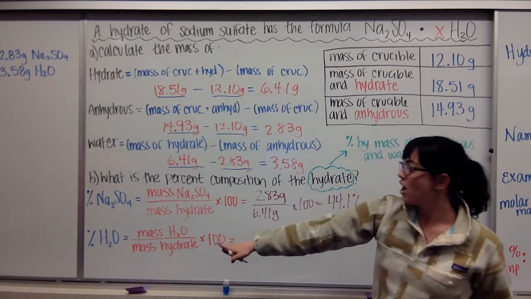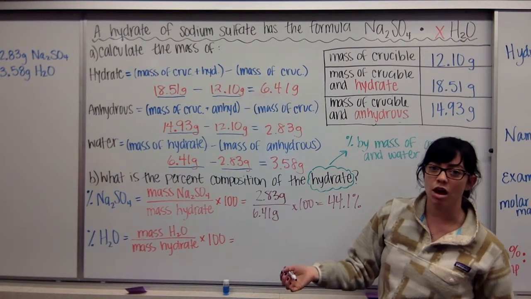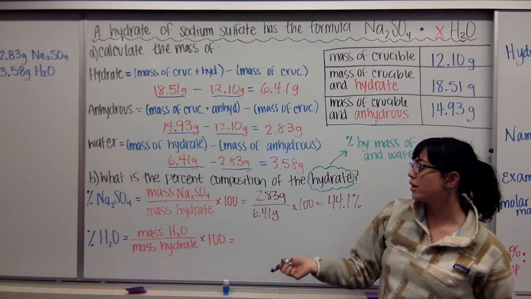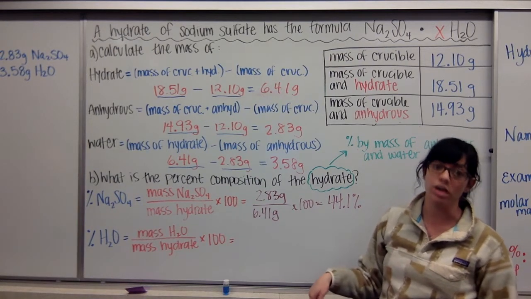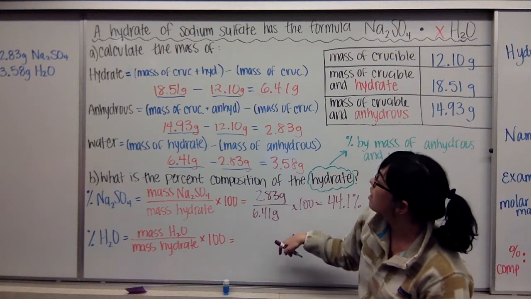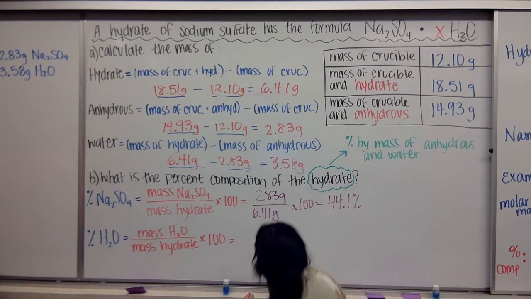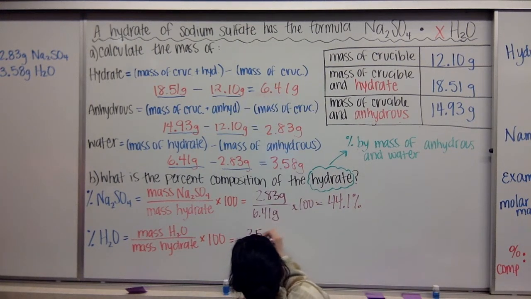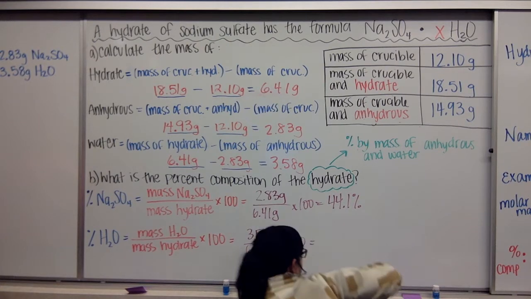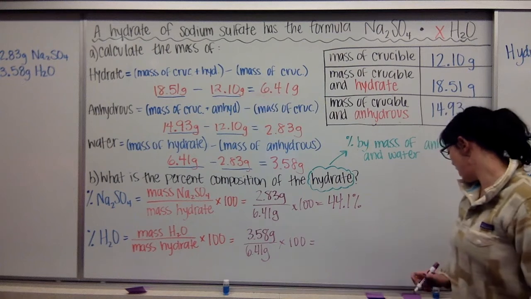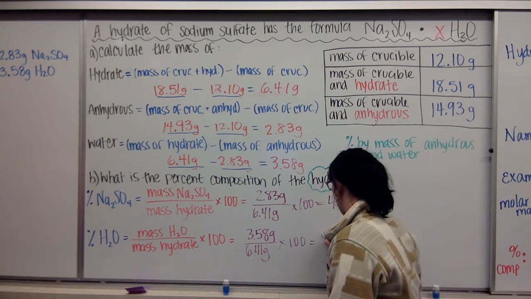Okay. And then our percent composition of our water is going to be the mass of our water over the mass of the whole, which is our hydrate, times 100 again. So the mass of our water was 3.58 grams over 6.41 grams, our whole hydrate all together when we started out, times 100. And we are going to get 55.9%.